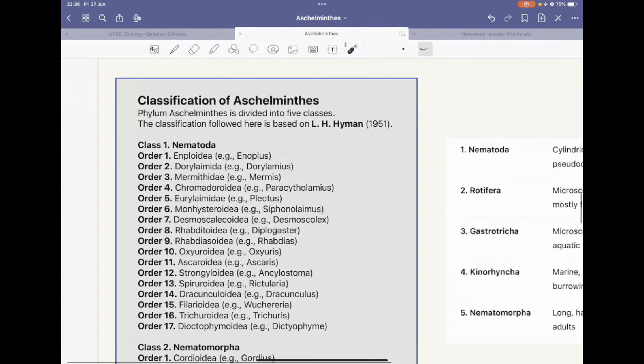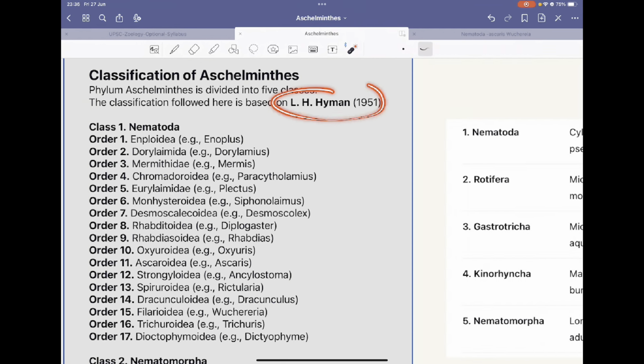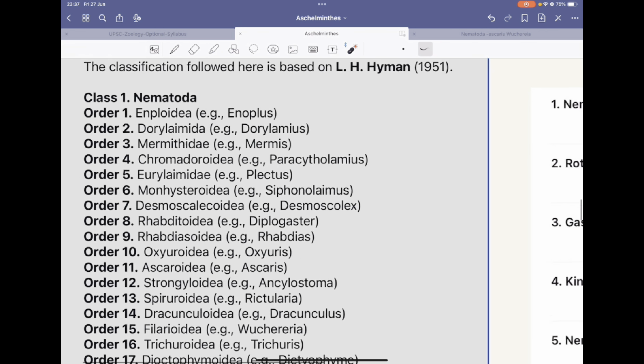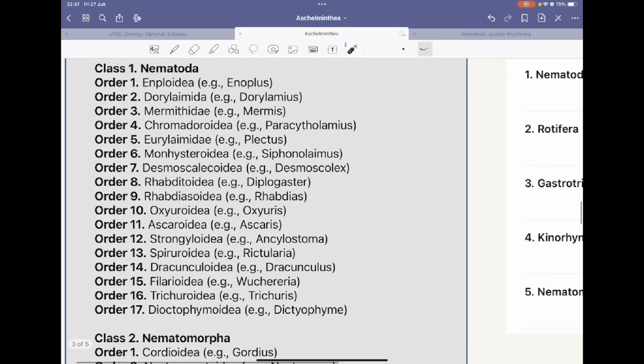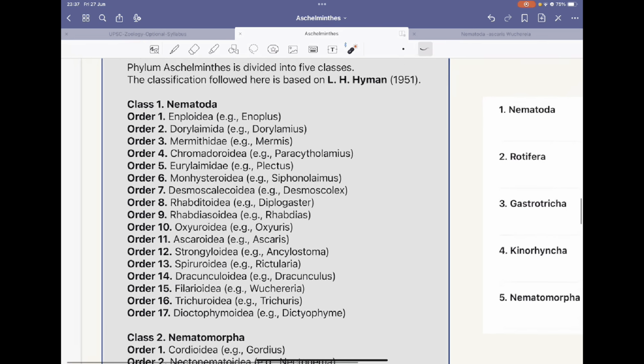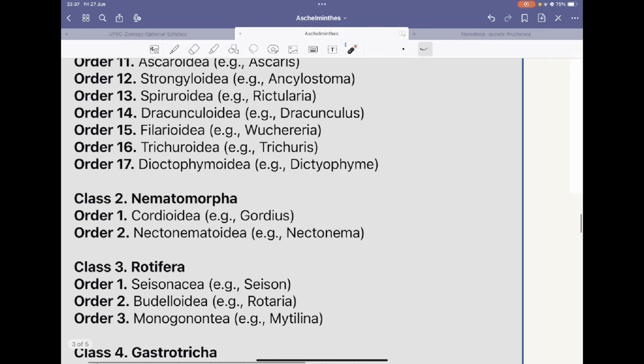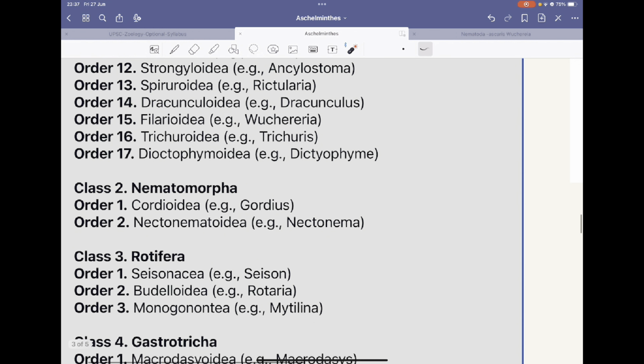Now we will see some classification. This classification was given by L.H. Hyman in 1951, and you just basically need to understand there is first the class Nematoda. You can go through these orders, but the important orders are Ascaroidea, then Strongyloidea, and another important one is Filaroidea. These are the orders under the Nematoda. And then we have Nematomorpha. Nematomorpha includes Nectonematoidea and Gordioidea as the orders.